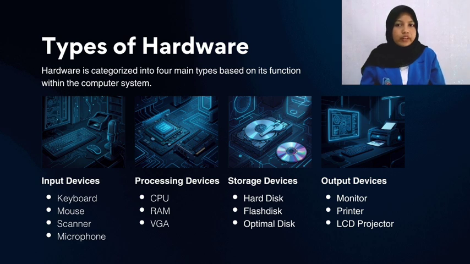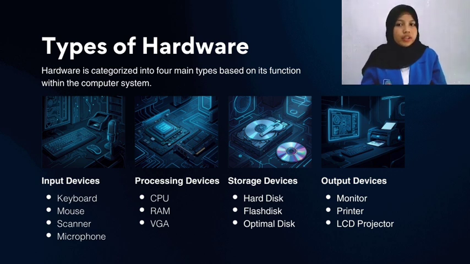1. Hardware input devices. These are devices used to enter data into a computer. Examples: keyboard, mouse, scanner, and microphone. 2. Hardware processing devices. These are devices that process data in a computer. Examples: CPU, RAM, and VGA.